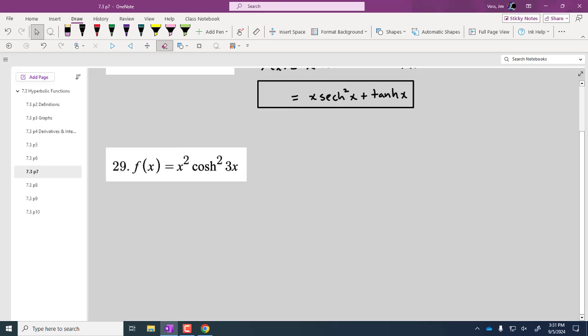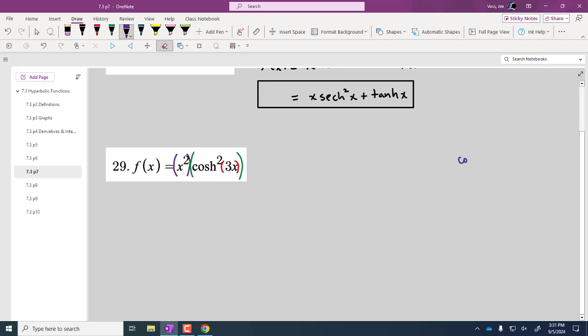Okay, again, here's a pretty gnarly one. Let's separate it though so that we see two functions clearly. So we've got the x squared and then we've got the cosh squared. And that 3x is inside the cosh. Now, many people blow this derivative. Let's come off to the side. Many people blow this derivative.